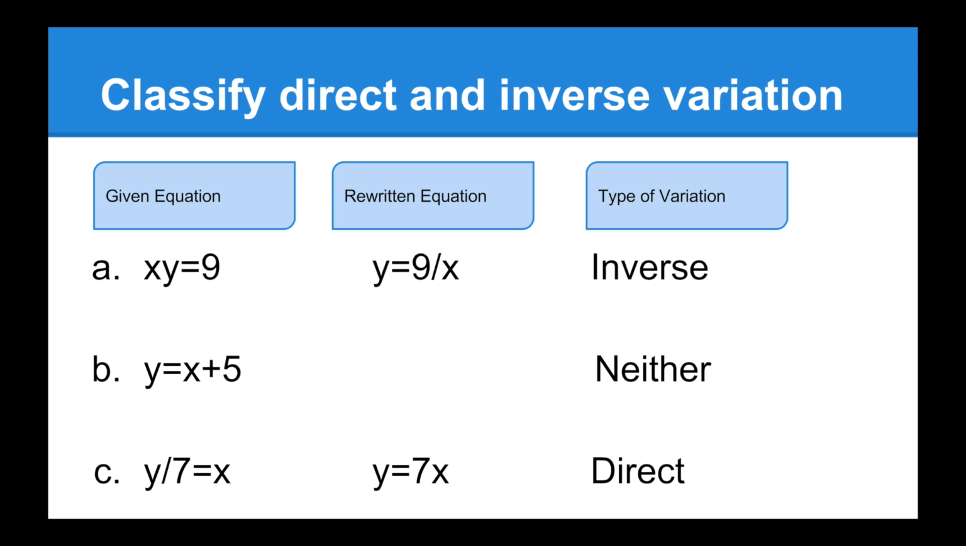Wait. Mr. Bump, can I ask you again why number b is neither? So number b is neither a multiplication or division, but it's just an addition. So this is a neither variation. If it's a division, then it would be an inverse variation, and if it's a multiplication, then it would be direct variation. But because it's neither of those two, it's, as it says, neither.